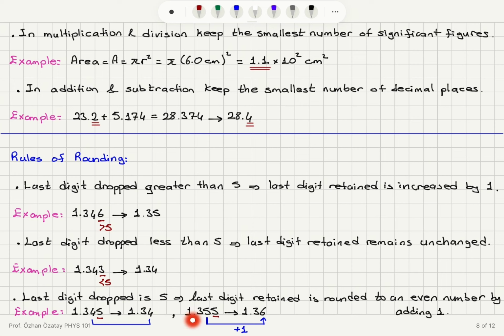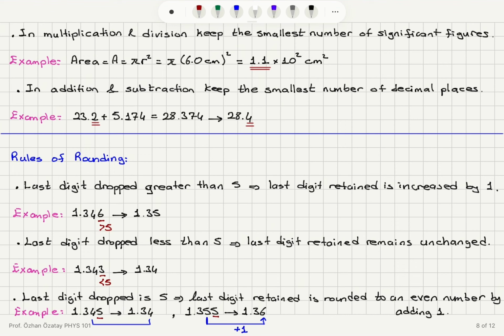But when we have this result, 1.355, we drop the 5, we check the last digit retained. It's 5 and it's odd, therefore we have to add 1 to it. So it's rounded to an even number, so it becomes 1.36.